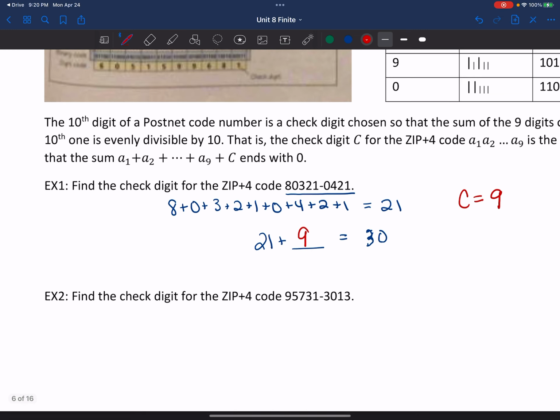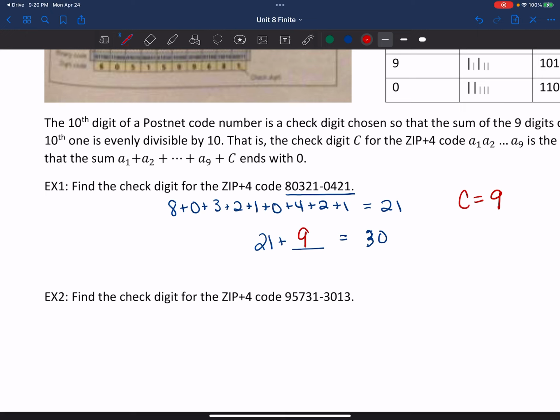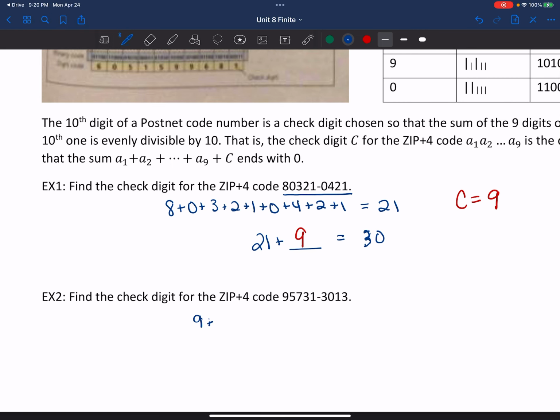All right, now let's take another look. Find the check digit for the zip+4 code of 957313013. So again, it's 9 plus 5 plus 7 plus 3 plus 1 plus 3 plus 0 plus 1 plus 3 plus C is equal to some number that ends in 0. So 9 plus 5 plus 7 plus 3 plus 1 plus 3 plus 1 plus 3. I get 32.